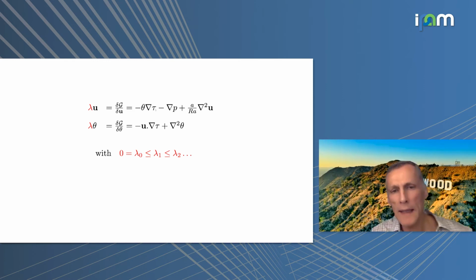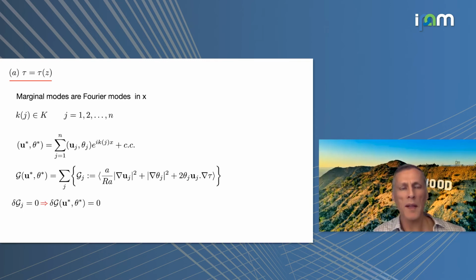Now, the crucial thing is, if tau just depends on z, this eigenfunction partitions when I do a Fourier decomposition into eigenfunctions for each wave number in the x direction. And that's nice because I can do a simpler problem in 1D many times. And the crucial thing is that the marginal modes are then Fourier modes in x. And I can add them all together to give me an optimal solution. This is the optimal solution that you'd write down. It's just all the Fourier modes, which are marginal, such that they're non-trivial and produce g equals 0.